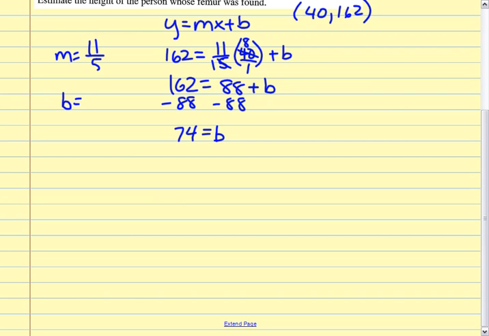I just want to double check. So 162 minus 88. You know, I could have just done it on the board. 74. There we go. We're done. So the y-intercept is 74.